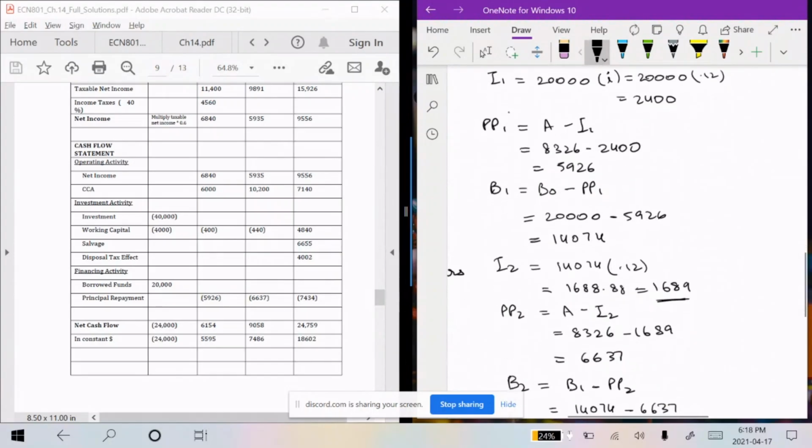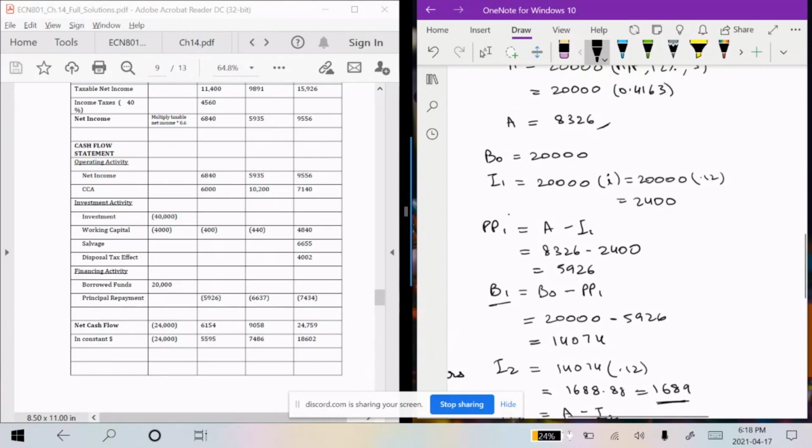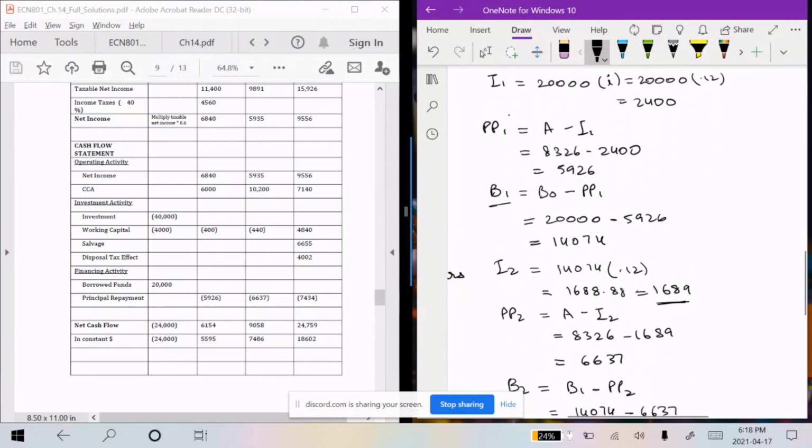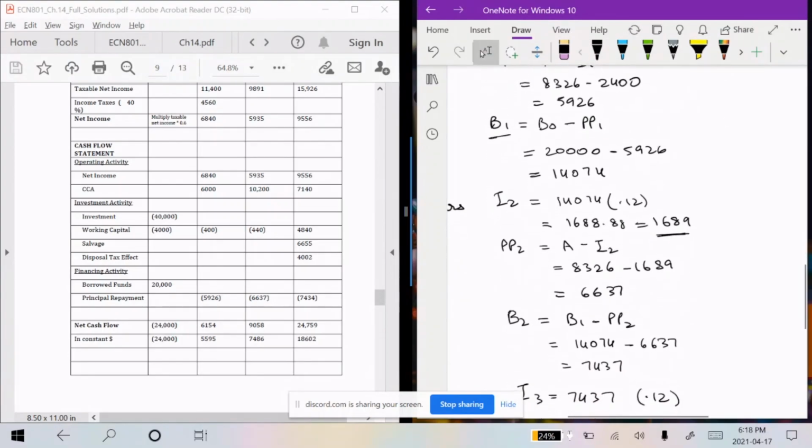Then what you do is you find the balance after the first year, that is B1. For that, you do B0 minus the principal payment in the first period. So 20,000 is the initial balance right here, minus 5926, the principal payment, which gives you 14,074.